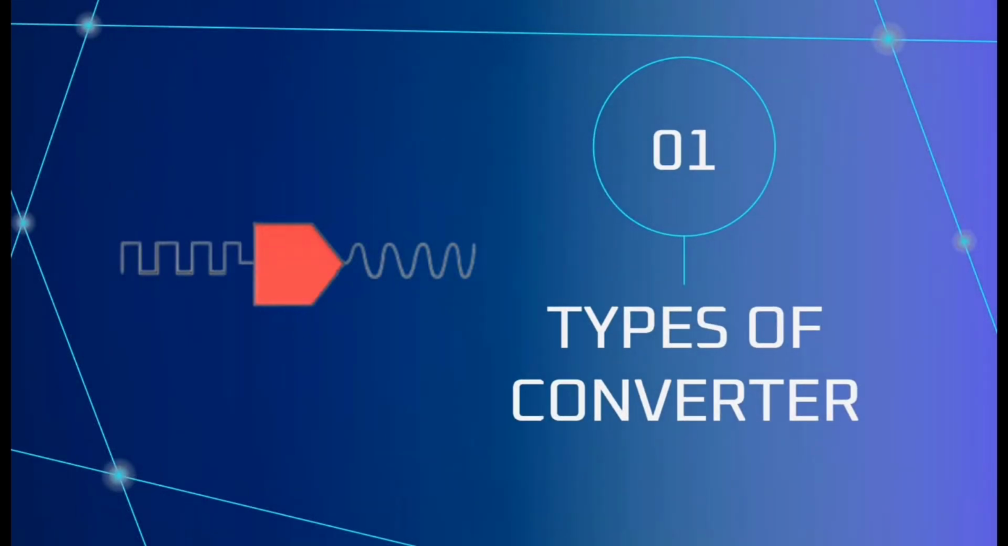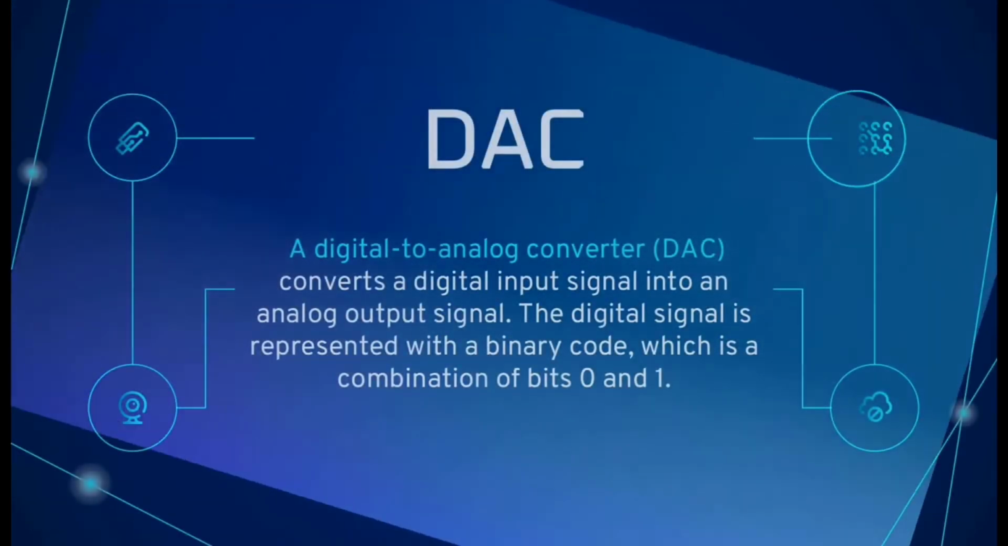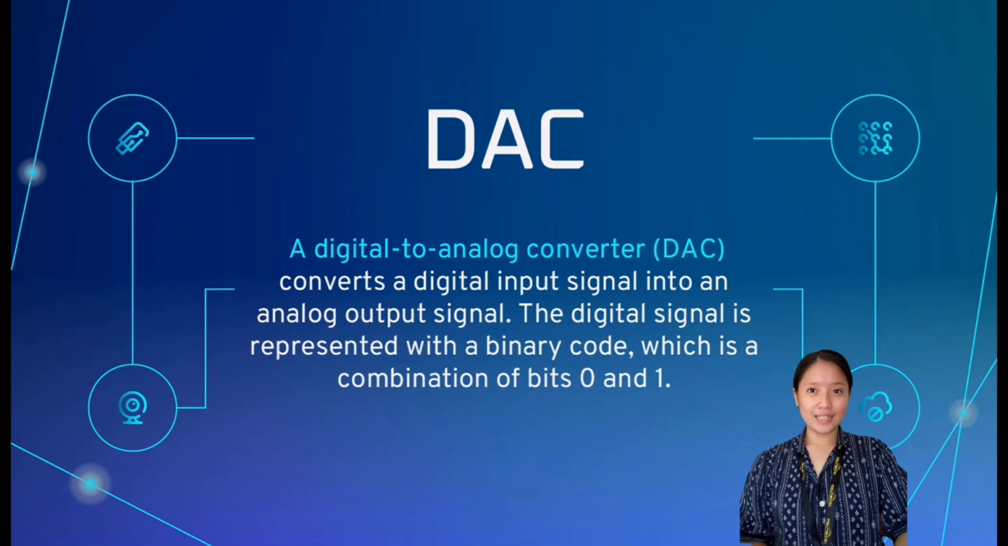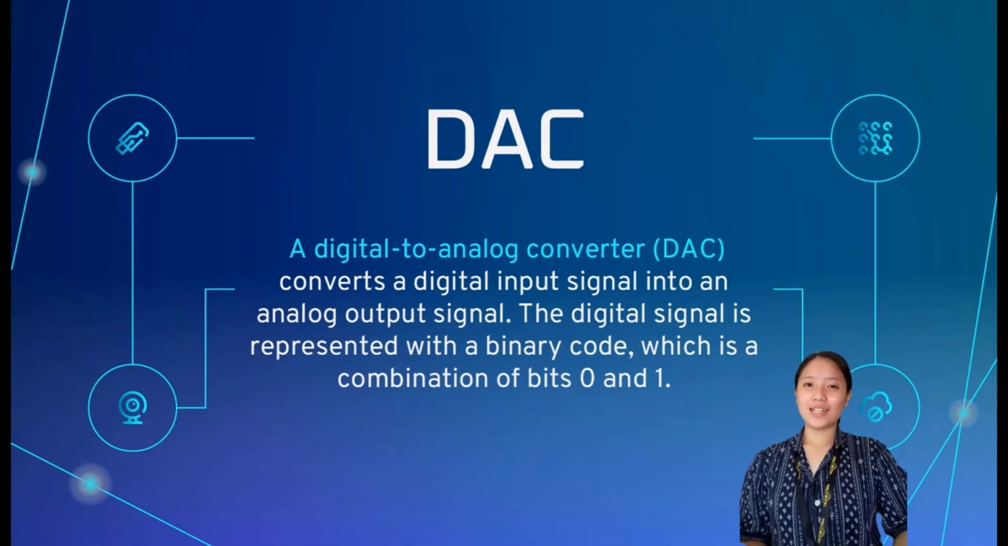Types of converter. The type of converter in the Wi-Fi modem is a digital to analog converter, DAC. It converts a digital input signal into an analog output signal. The digital signal is represented with a binary code, which is a combination of bits 0 and 1.